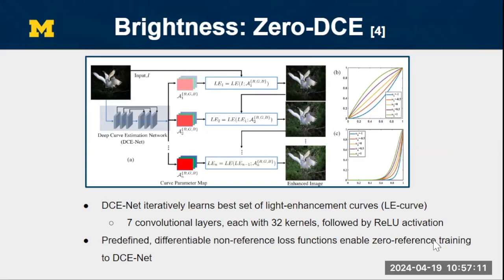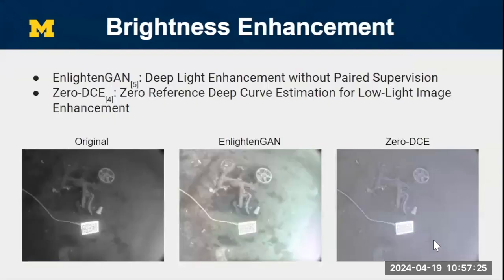This model adjusts the exposure of an image by dynamically predicting a set of curves, and the curves are applied to the input image to adjust the brightness adaptively. This is crucial for handling uneven lighting commonly found in underwater images. Here are some results from the brightness enhancements. In the bottom center, we see the brightened image outputted by the EnlightenGAN model, and the bottom right contains a brightened image outputted by the 0DCE model.